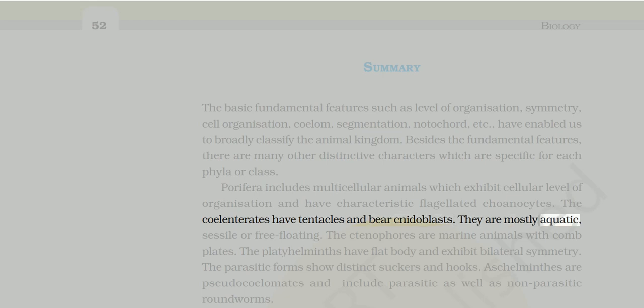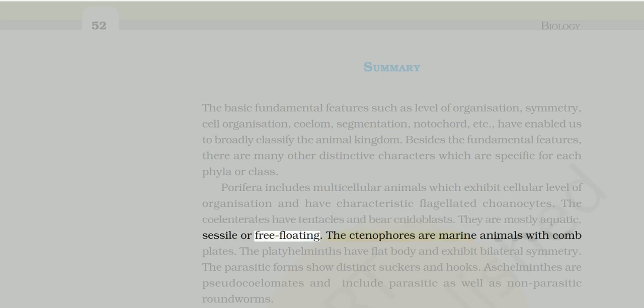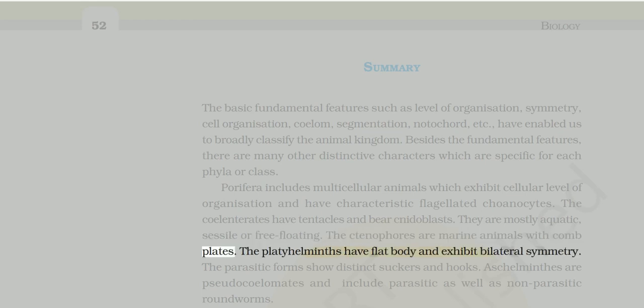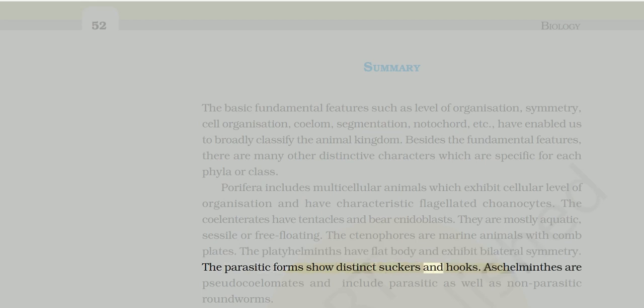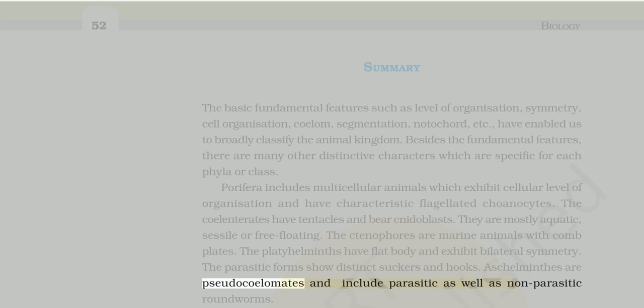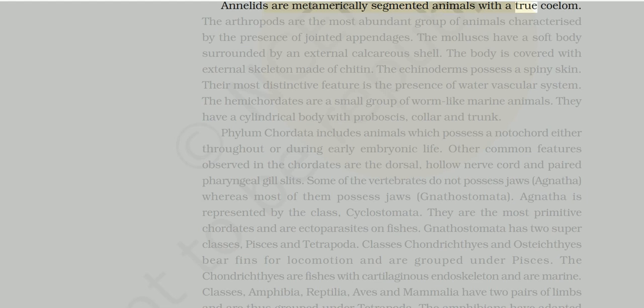They are mostly aquatic, sessile, or free-floating. The ctenophores are marine animals with comb plates. The platyhelminths have flat body and exhibit bilateral symmetry. The parasitic forms show distinct suckers and hooks. Aschelminths are pseudocoelomates and include parasitic as well as non-parasitic roundworms. Annelids are metamerically segmented animals with a true coelom.